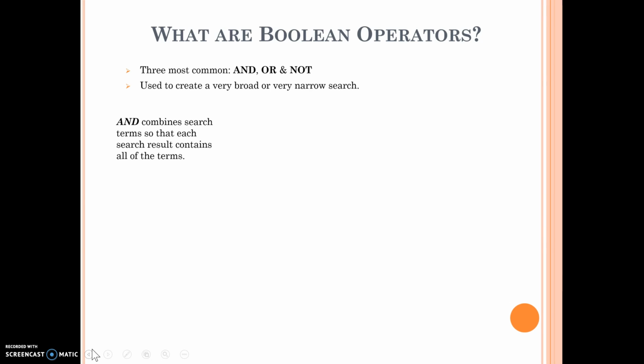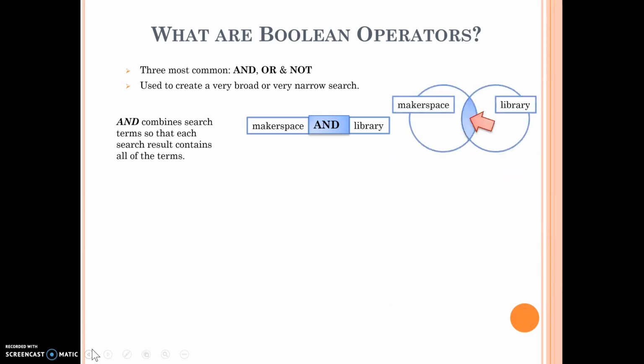The Boolean operator AND combines search terms so that each search result contains all of the terms. For example, if I want to find articles on Makerspace and library, I will type in the terms Makerspace and library by capitalizing the word AND. This will help me find articles that contain both Makerspace and library.